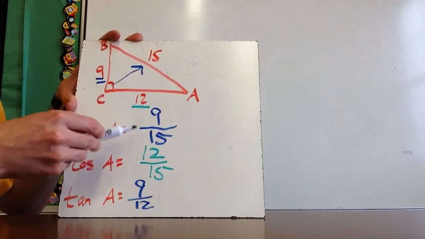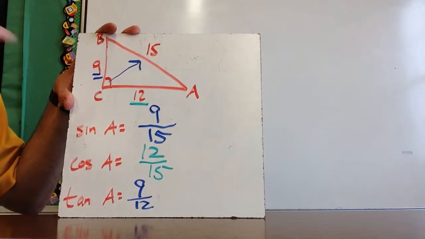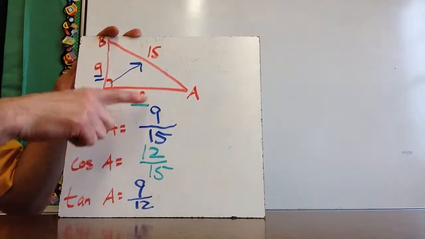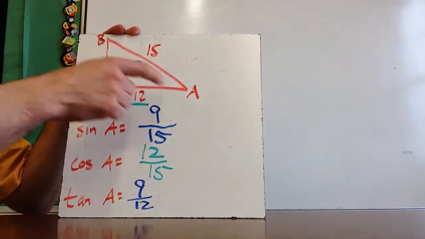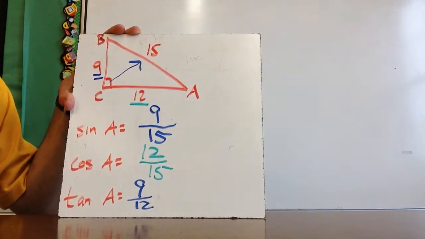All right, so these would be my ratios for A. Now keep in mind, if I had used angle B, I would have different numbers here, though 15 would still be the hypotenuse. That won't change, whether I use angle A or angle B. Just opposite and adjacent will change.